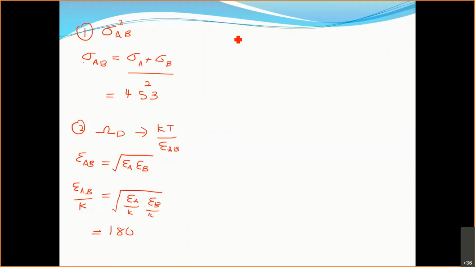So we have the value here. If we want to find the value of KT over epsilon AB, it is going to be equal to 1 over epsilon AB over K times the value of T. And our T must always be in Kelvin. Please make sure that you always write your temperature in Kelvin.